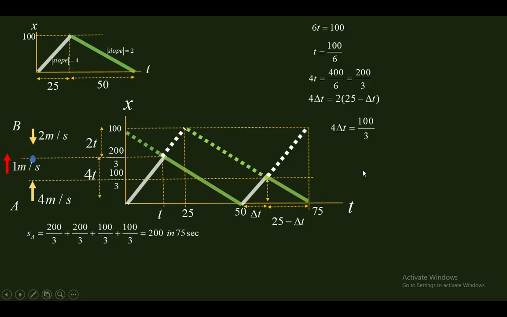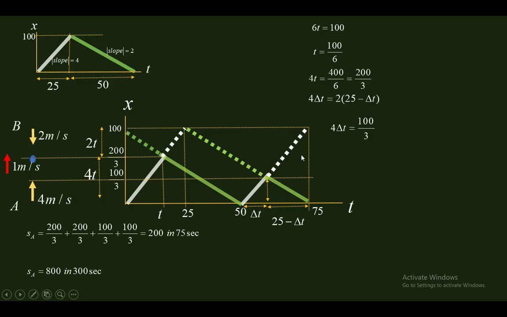And the graph will repeat after this. A is again at x equal to 0, B is again at x equal to 100. So the graph will repeat. So in 75 seconds, A has covered 200. In the question, we have been asked the total distance covered in 300 seconds. So that is 4 times 75. So in 4 cycles, you can say, the total distance covered by A will be 4 times this 200. So that will be 800 in 300 seconds.